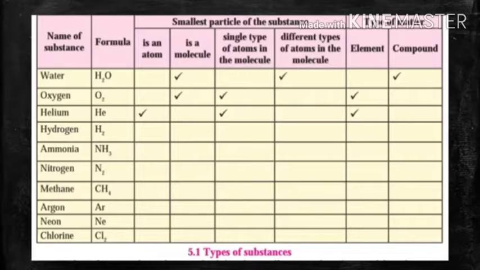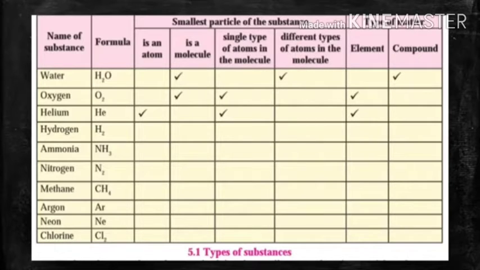Is it a single type of atom in the molecule? No, because different types of atoms are present in the molecule, that is hydrogen and oxygen. Is it an element or a compound? It is not an element, it is a compound. So I have ticked the place for compound. Let us consider the next. Oxygen, formula O2. It is a molecule. It is not an atom because two atoms of oxygen are there, giving a molecule of oxygen. It is a single type of atom, and it is an element.